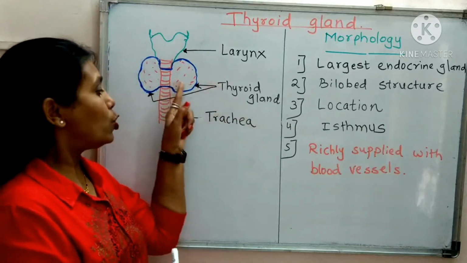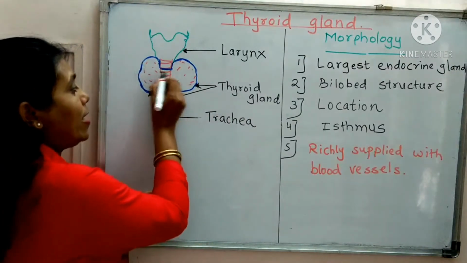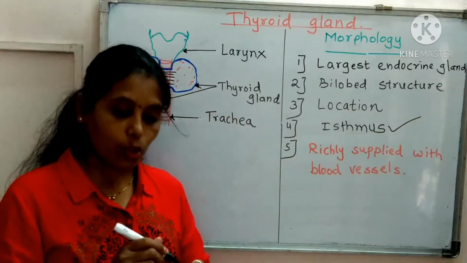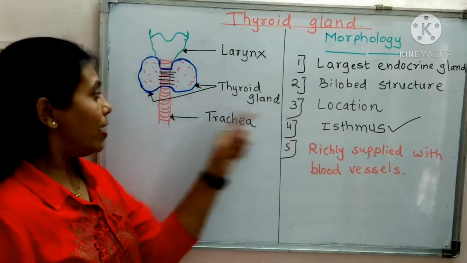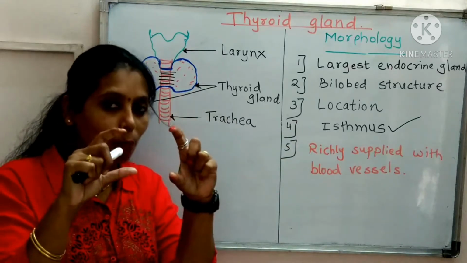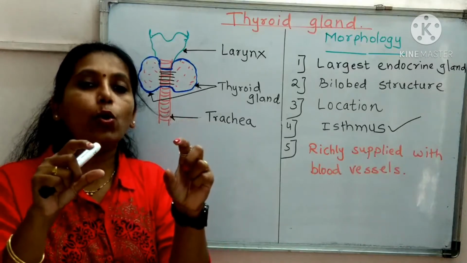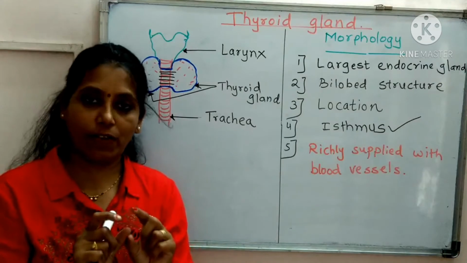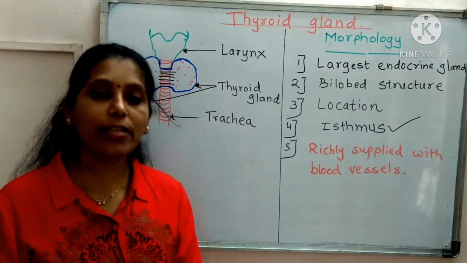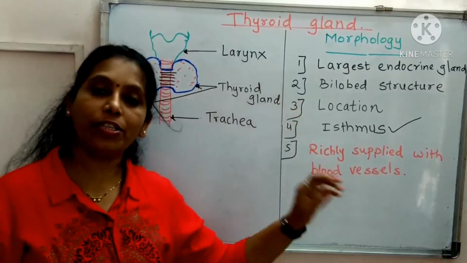These two lobes are connected by one non-secretory structure, called the isthmus. The isthmus is a band or connection which connects the two lobes of the thyroid gland. The thyroid gland looks like a butterfly-shaped structure. An important thing is that it is richly supplied with blood vessels. So this is all about the morphology of the thyroid gland.